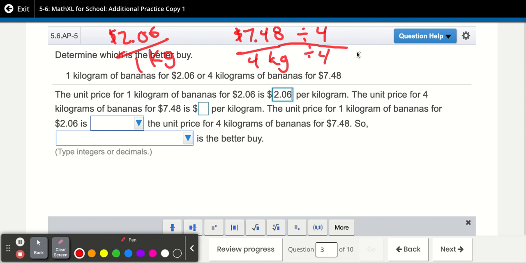What do we need here? 4 divided by 4 is 1 kilogram. Good. That's what we need for unit price, 1 in the denominator. And then up top, we need to do $7.48 divided by 4. Well, here's some space right here.